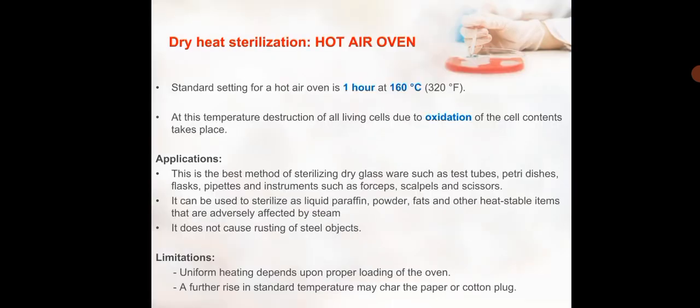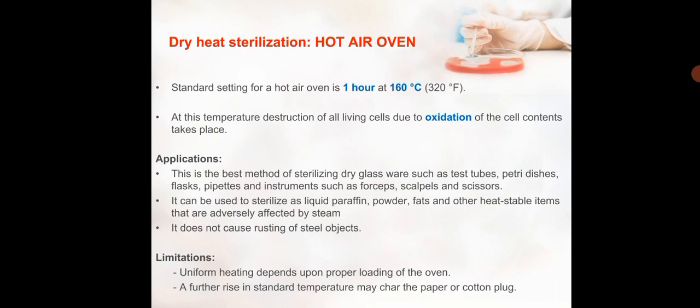Hot air oven. Standard setting for a hot air oven is 1 hour at 160 degrees Celsius. At this temperature, destruction of all living cells due to oxidation of the cell contents takes place. This is the best method of sterilizing dry glassware such as test tubes, petri dishes, flasks, pipettes, and instruments such as forceps, scalpels, and scissors.